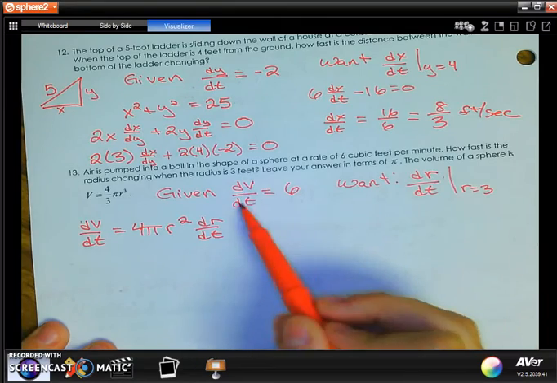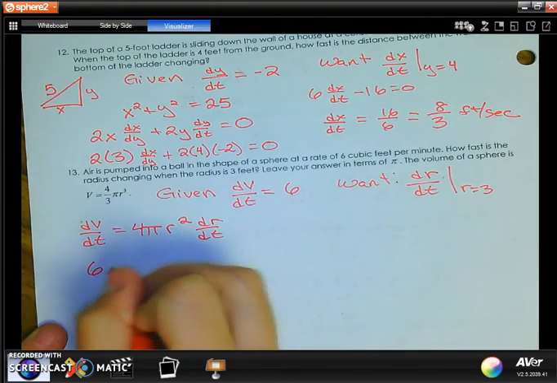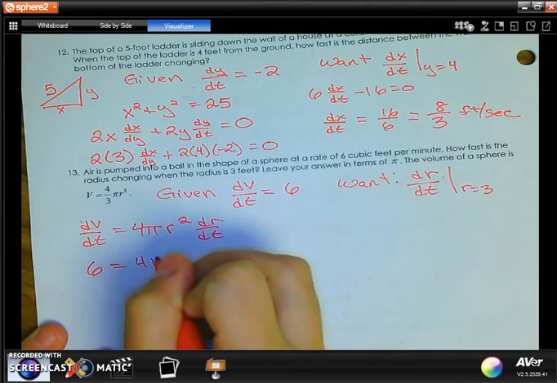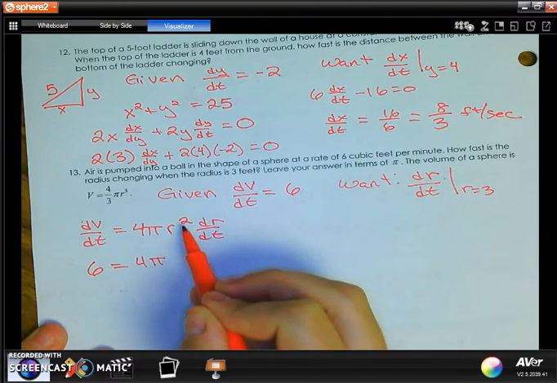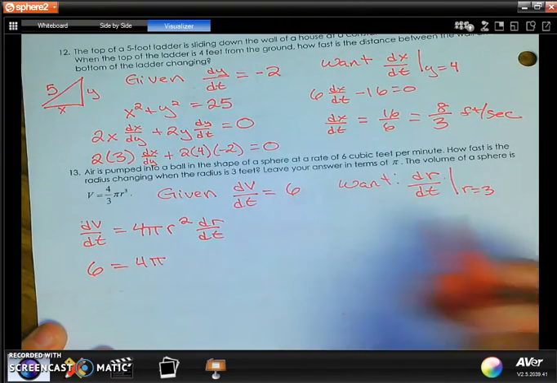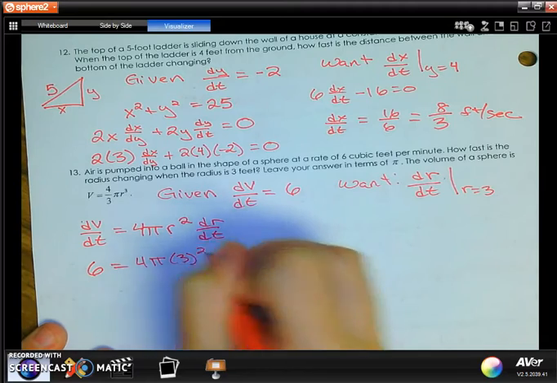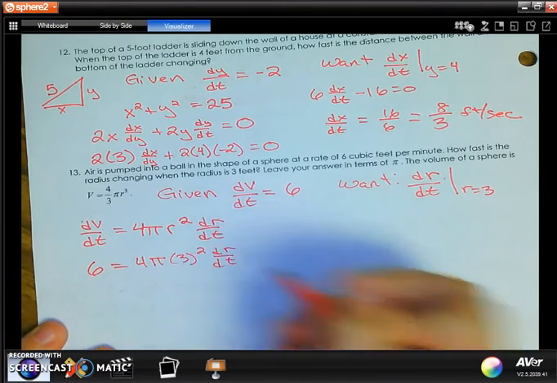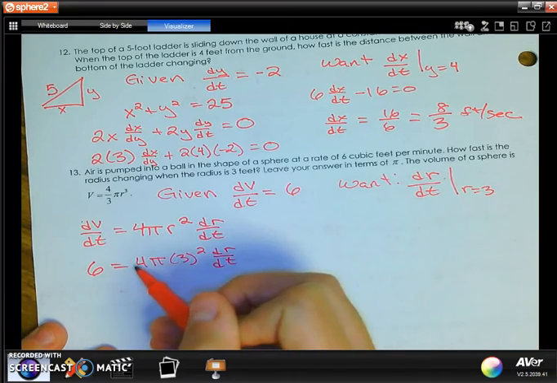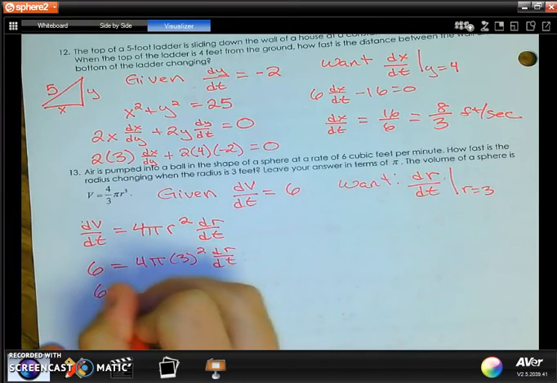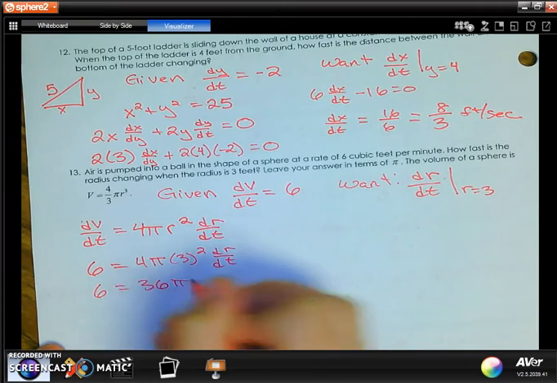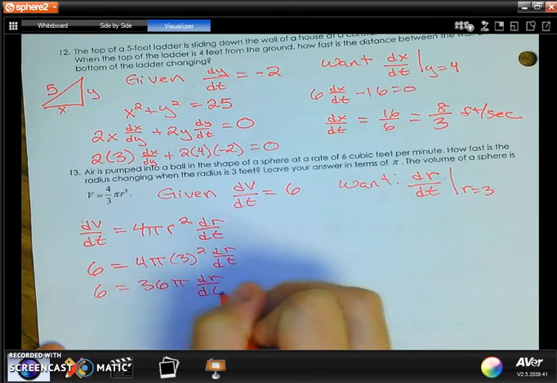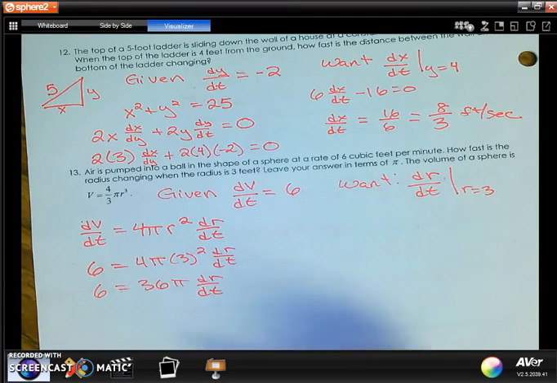So we are given dV/dt is 6, so you plug in a 6 there. 4 pi r squared. Well, I've got my r over here, so that's going to be 3 squared. And I'm trying to figure out what dr/dt is, so that's my variable. So let's see, I've got 9 times 4 is 36. So I've got 36 pi dr/dt. And I'm trying to get this by itself, so divide both sides by 36 pi.